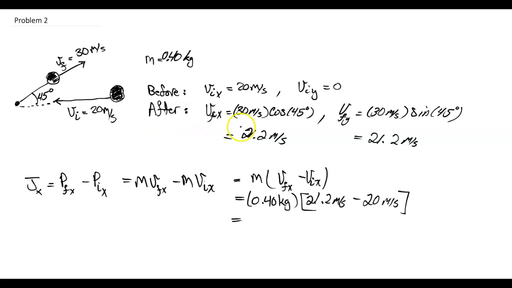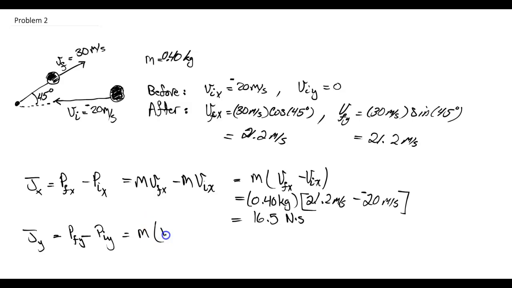And that gives us, we've got to be careful since the velocity initially is moving to the left. This has to be a minus sign over here. And now if we do this correctly, we get 16.5 Newton seconds again.